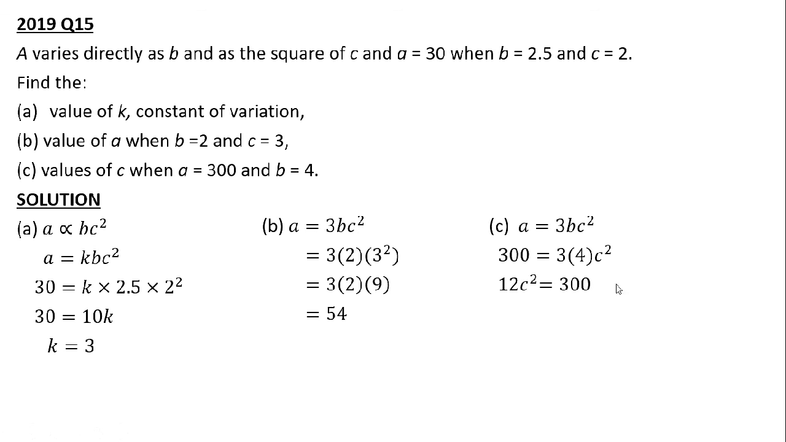To find the value of c squared, we'll divide both sides by 12. Our c squared equals 25. We introduce the square root on both sides. c equals plus or minus 5. Therefore, our c is equal to negative 5, or our c is equal to 5. As simple as that.